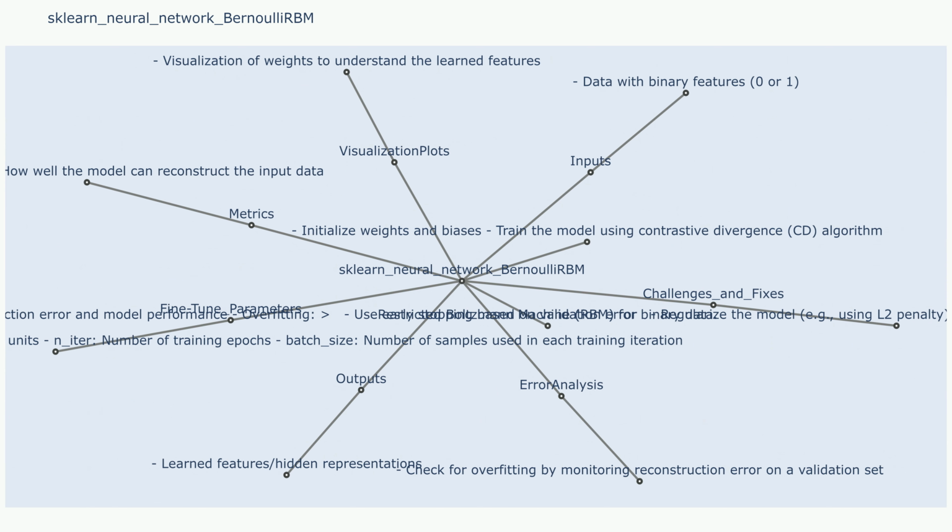Uncertainty methods: dropout randomly drops out units during training to prevent overfitting. Bayesian inference uses a probabilistic approach to estimate the uncertainty in the model.